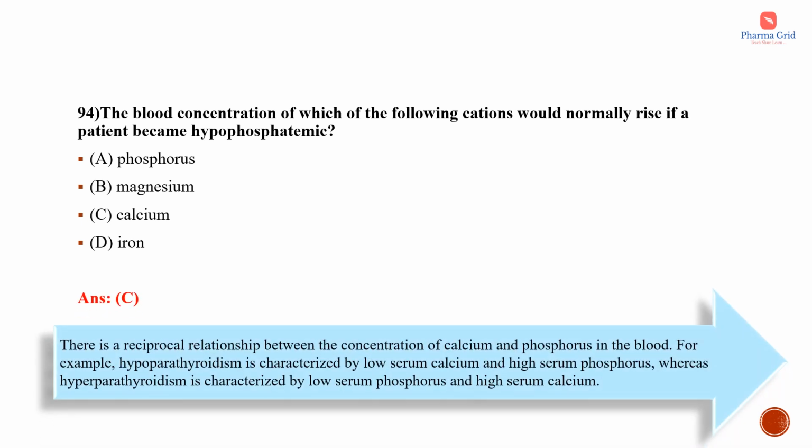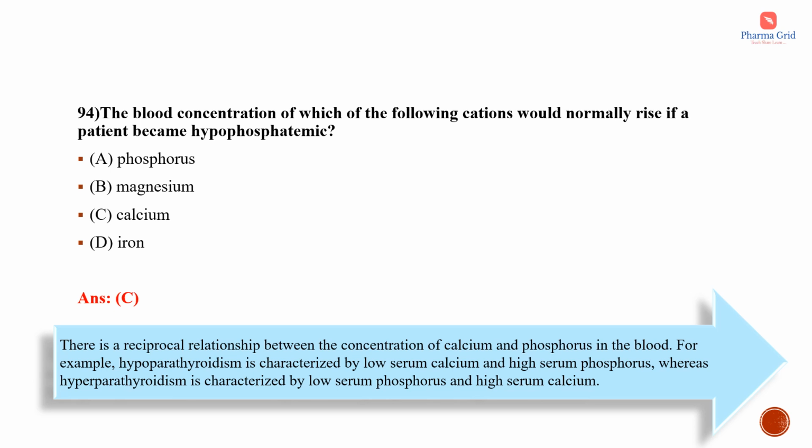There is always a reciprocal relationship between the concentration of calcium and phosphorus in the blood. For example, hypoparathyroidism is characterized by low serum calcium and high serum phosphorus, whereas hyperparathyroidism is characterized by low serum phosphorus and high serum calcium. So always keep in mind that there is always a reciprocal relationship between the concentration of calcium and phosphorus in the blood.